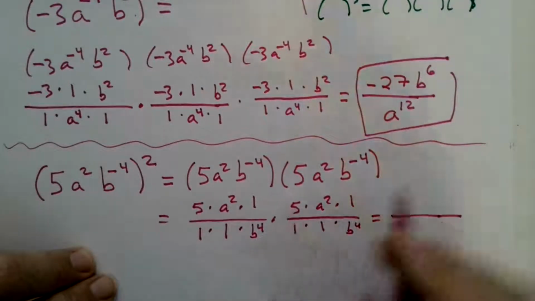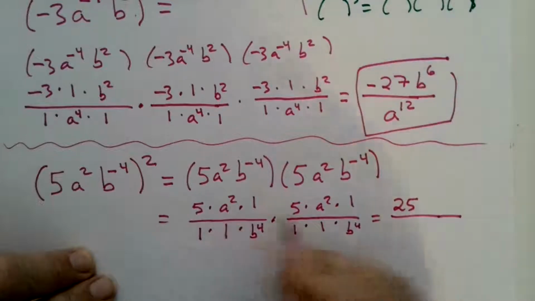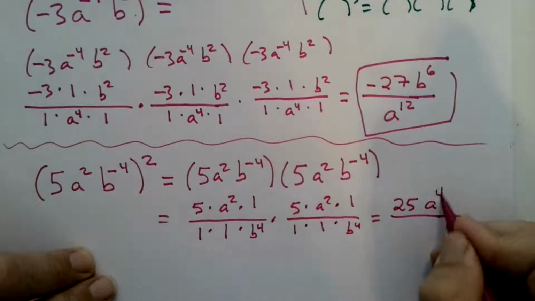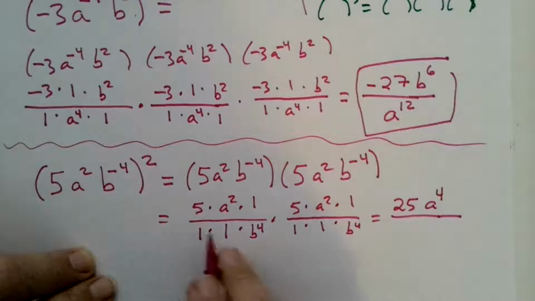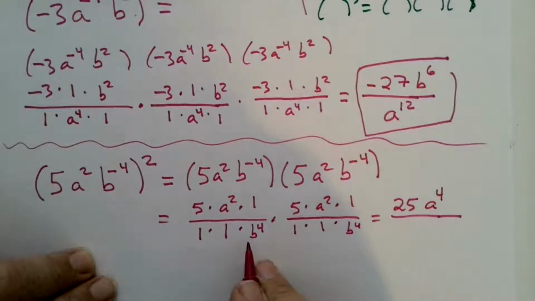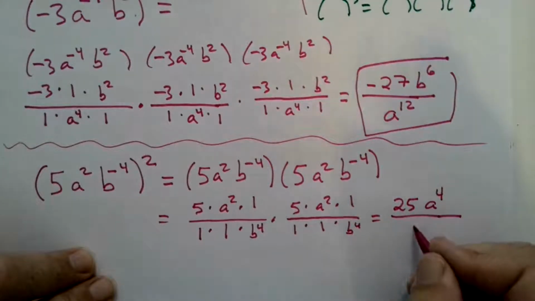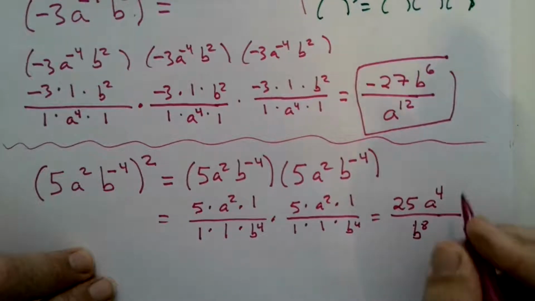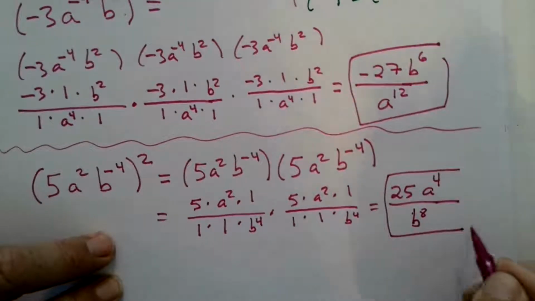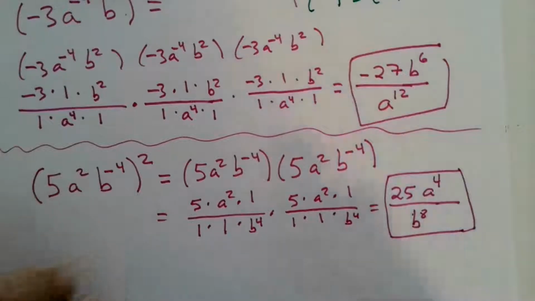Multiply the tops. 5 times 5 is 25. A, 4 of them, a to the 4th, 1 times 1 is 1, of course, 1 times 1 times 1 times 1. B to the 4th, b, b, b, b, b, b, b, b. How many b's do I have? B to the 8th on that one. All right.